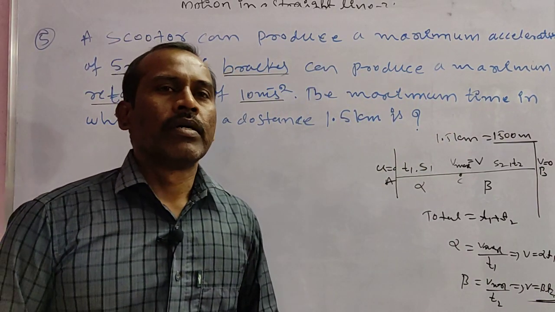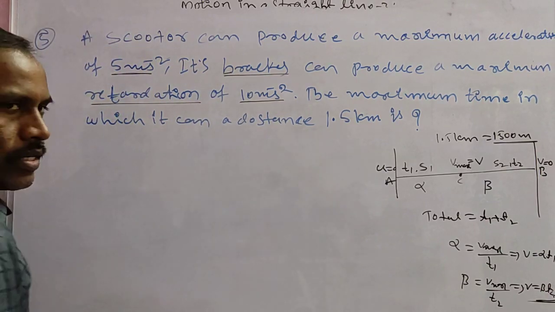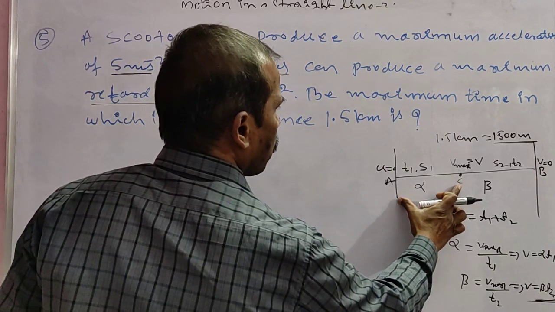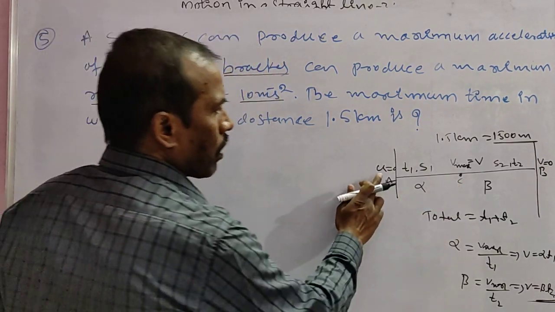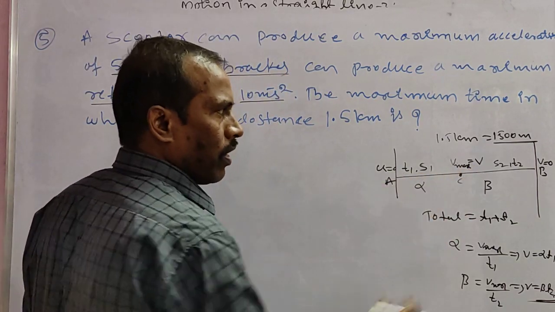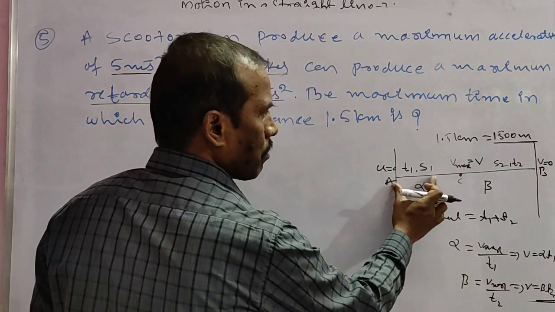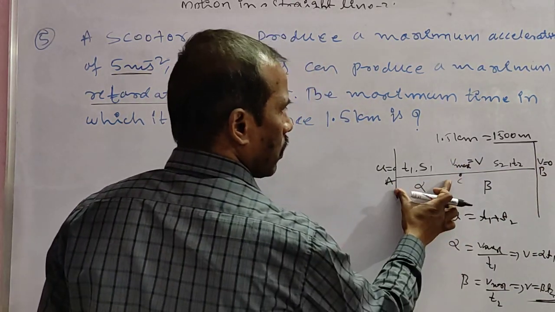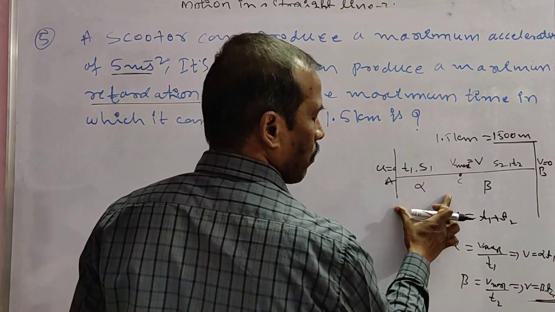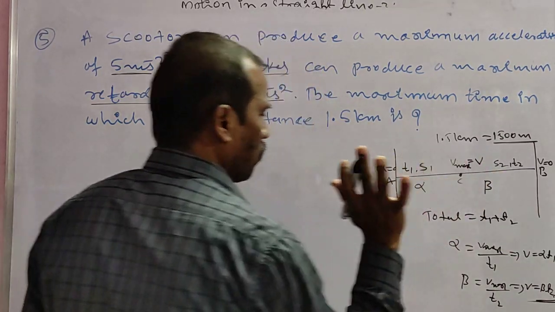Now apply the formulas. First, for the displacement, in the first case initial velocity is 0 and final velocity is maximum velocity V. In this case, initial velocity is maximum velocity and final velocity is 0. Displacement S1, displacement S2, time taken T1, time taken T2, maximum acceleration alpha, maximum retardation beta. Now these are the values.